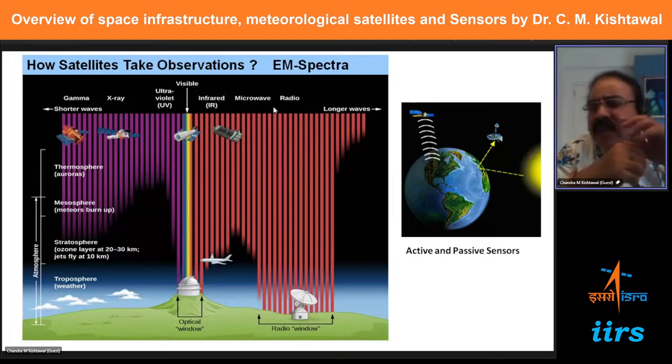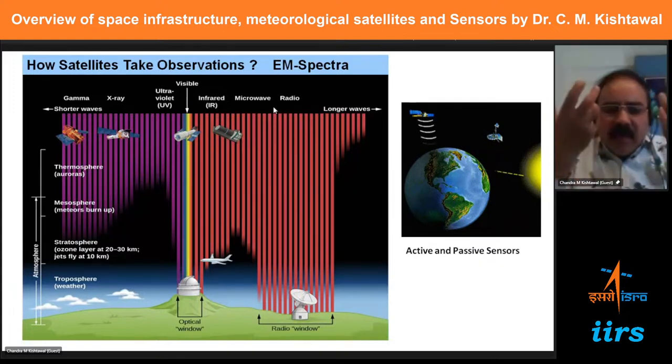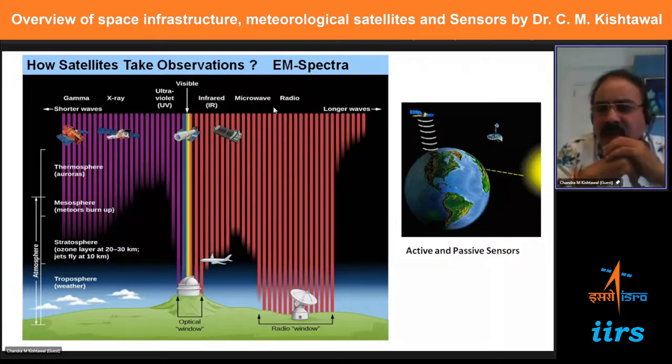Passive sensing has an advantage that it does not consume a lot of power, because you only have to perceive those radiations. You don't have to use your own source of radiation. So that is why the life of these sensors is very high. They are just like a camera. So the power requirement for these sensors is very less. Mission life is very high. That is the big advantage.